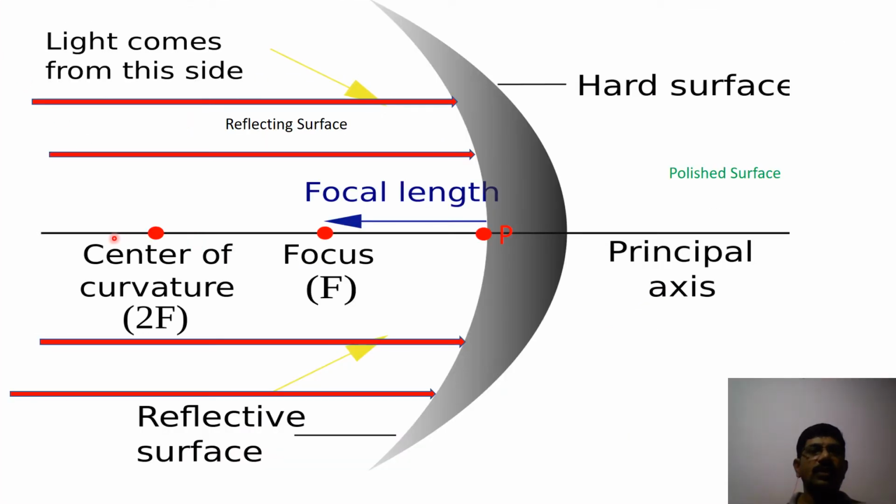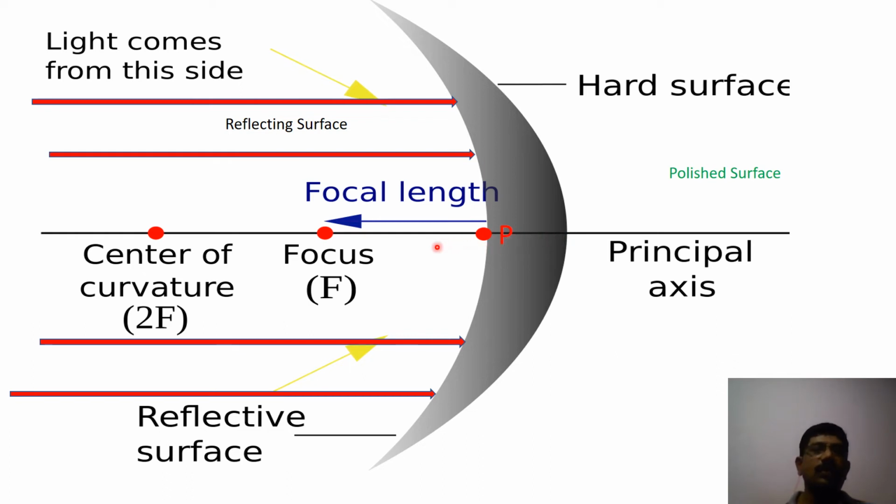Children, observe this line. This line is passing through the center and pole. The line which passes through the center and pole of the spherical mirror is known as the principal axis. It always passes through the center of curvature and pole of the mirror, maybe convex or maybe concave.